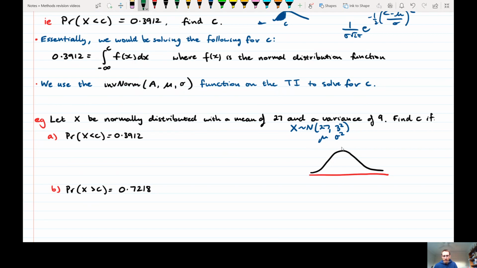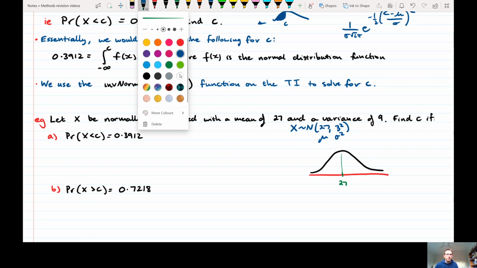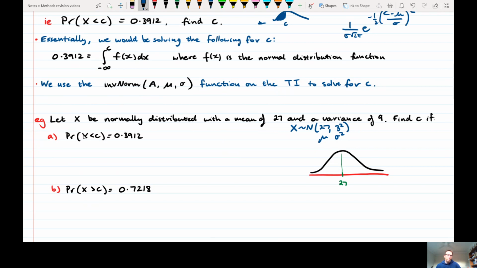I'm going to mark in the mean. The mean can be there. So again, I know above the mean is half, below the mean is half. And then I'm going to mark in the variable I'm looking at. So the probability of X being less than C, so to the left, is 0.3912. So I know everything to the left there is a half. So it must be a bit further along here somewhere. The value C there. So all that area in there is going to be 0.3912.